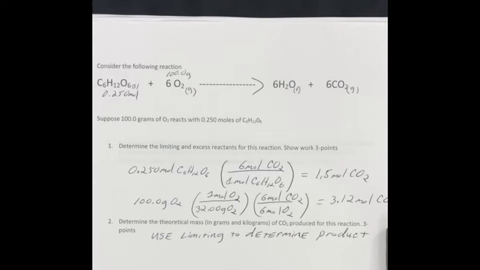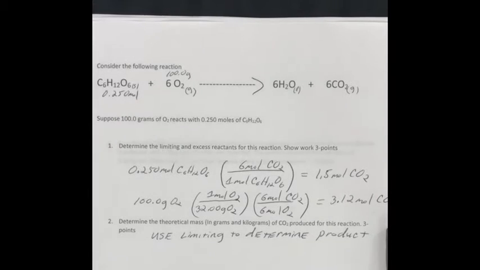Remember, once the limiting reactant runs out, product ceases to be produced. That's really important. And then there'll be excess reactant, which will be all by itself. It has no partner to react with.